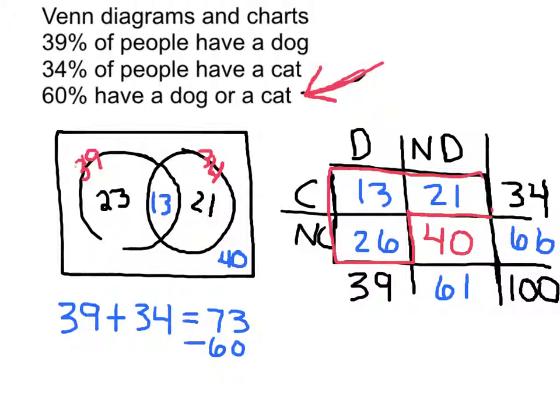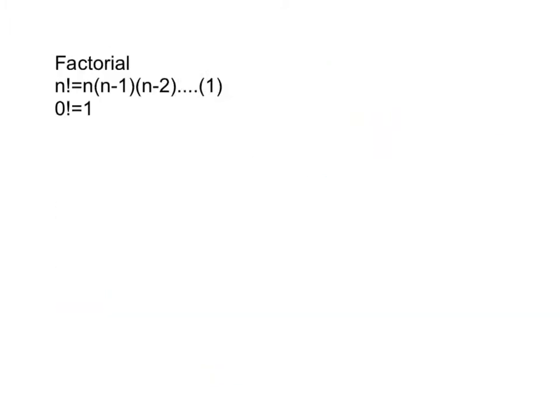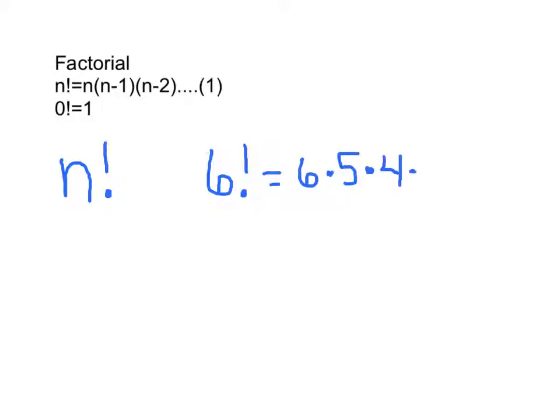These will be on a worksheet at the beginning of class. Just some background information. This symbol, n factorial, means you're going to multiply a number. Like let's say you had 6 factorial. That would be equal to 6 times 5 times 4 times 3 times 2 times 1.